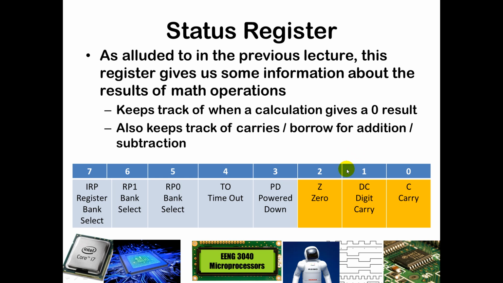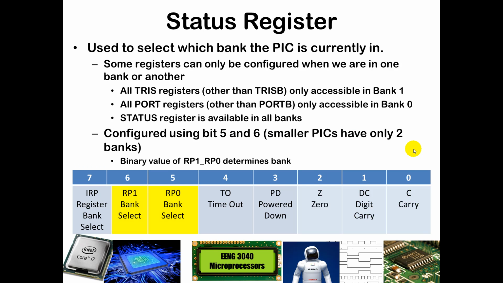The digit carry is very similar, but that actually happens between nibbles. So if there's a carry between the 4 bits, then this bit gets set. This is used less commonly. The C bit and the Z bit are going to be used quite a bit. The C bit is also used when we do a rotate, whether that's a rotate right or a rotate left.